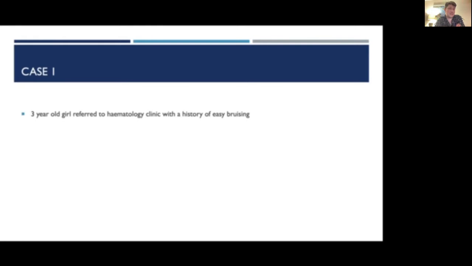So case one is a fairly standard one from my perspective, where you have a three-year-old girl who's been referred into the haematology clinic with a history of easy bruising. And obviously you want to get a measure of the full history and examination, because children bruise all the time because they're very active.